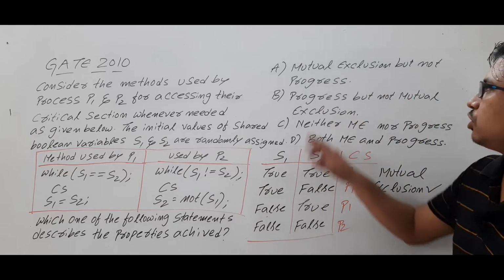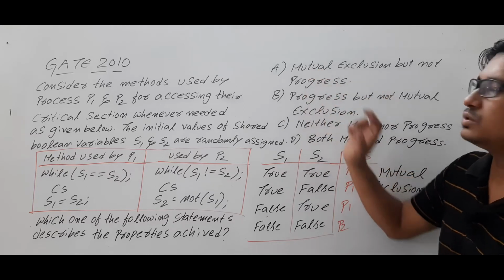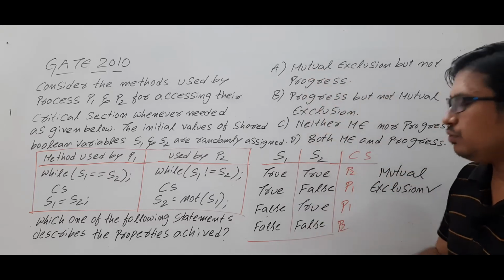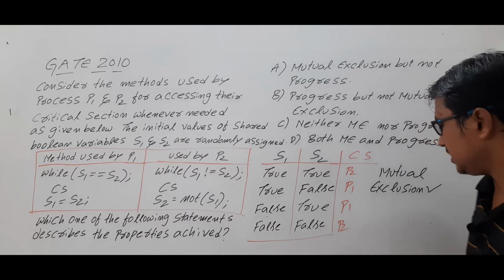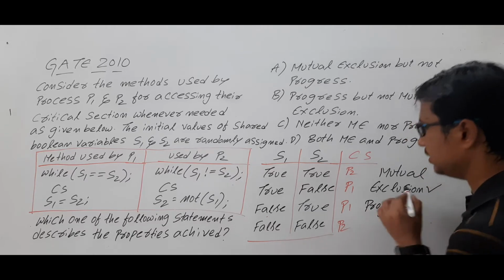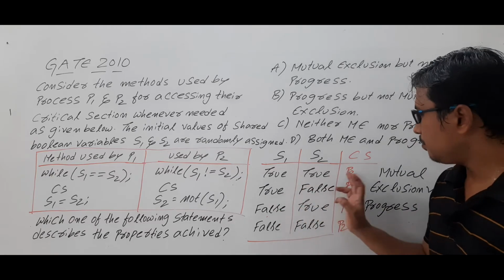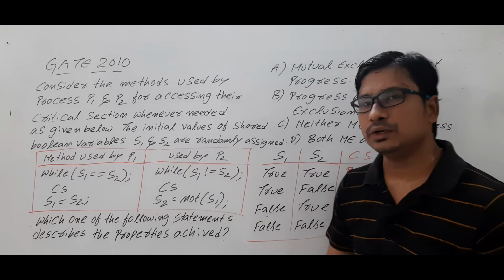Okay, now look at this one. If you look at the four options, they are talking about mutual exclusion and then progress. Now we will check whether progress can be achieved or not. Look at this example. Now true and true, then process P2 can enter into the critical section.